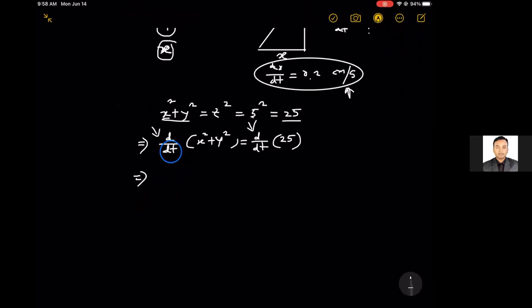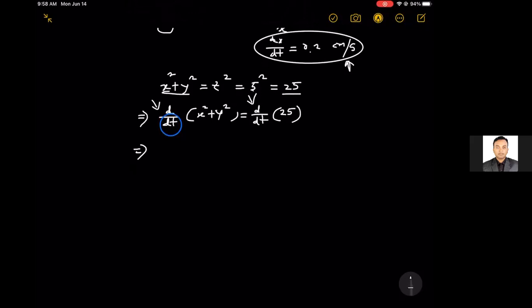Any question from this before I move any further? Any question from this? No questions at all? Okay, now we want to find the derivative of this x squared plus y squared.